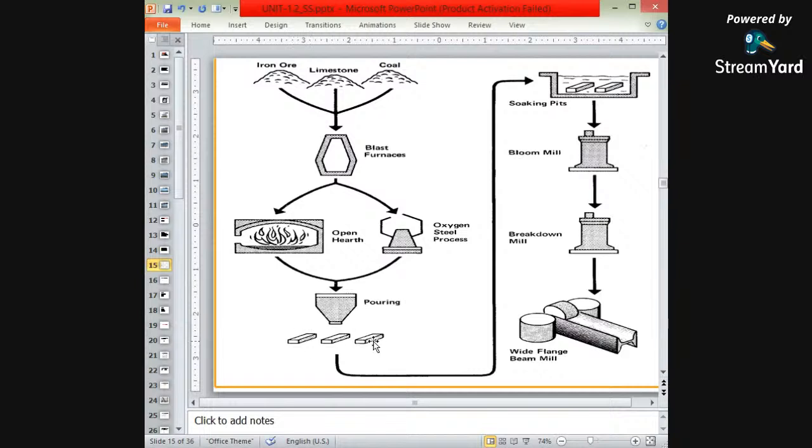It is converted into various plates. Again, it is soaked in proper tanks. That is the blooming mill, a breakdown mill. Again, it is converted into various shapes. Okay, so here I sections, circular sections or any type of sections, it is converted. Finally, it is converted as per the requirements.